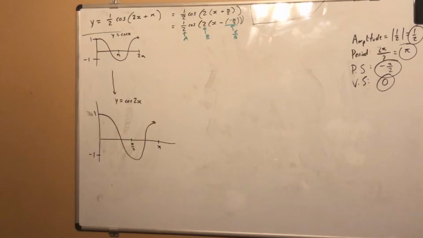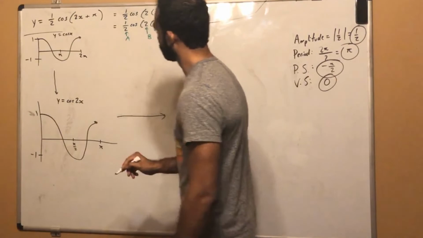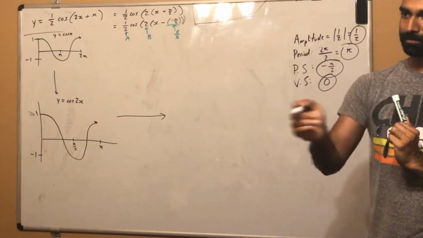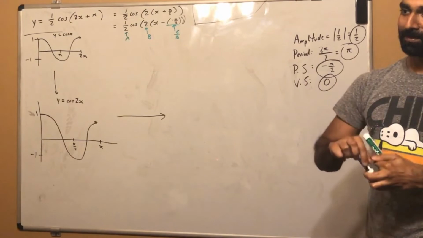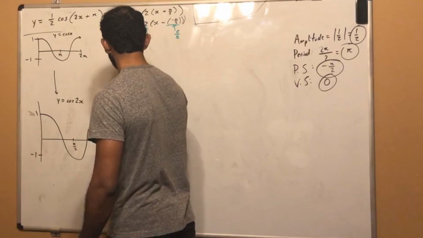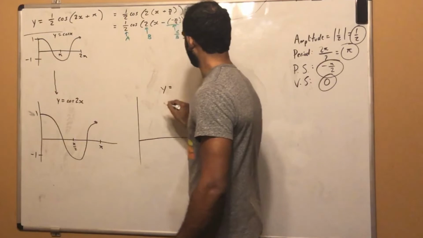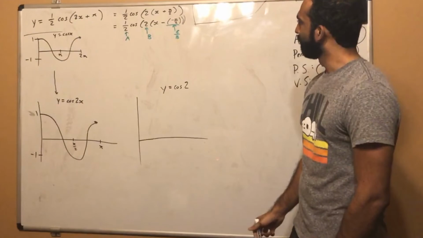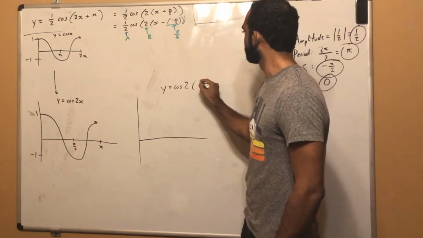That takes care of my horizontal compression. Next, I want to look at my horizontal shift. After you've done horizontal stretching and compressing, the only thing you have left to do horizontally is the shifting. So I take this function and draw it next to this. I want to look at cosine of 2 times the stuff in this set of parentheses: 2 times (x minus negative pi over 2).